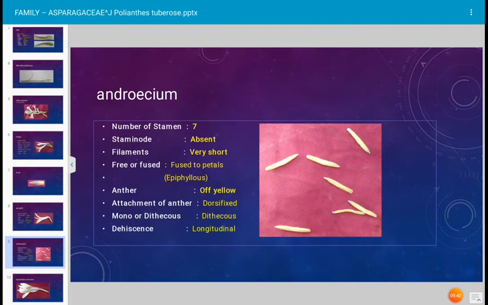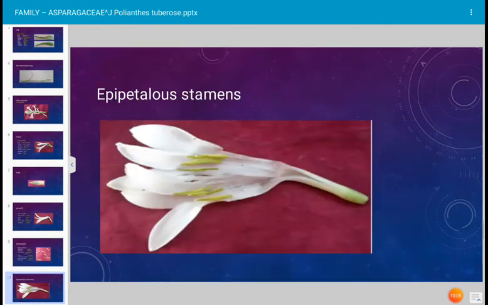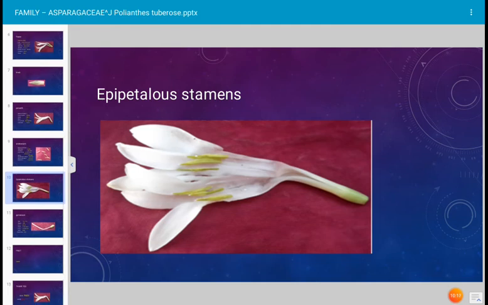Okay. Anther is off-white in color and attachment of anther is dorsifixed, but basifixed. It should be basifixed. In some books it has been given as dorsifixed. It is basifixed and it is dithecous anther. Longitudinal dehiscence takes place. Okay, next. This is the epipetalous stamens. Here the stamens are attached with petals. Epipetalous condition of stamen.